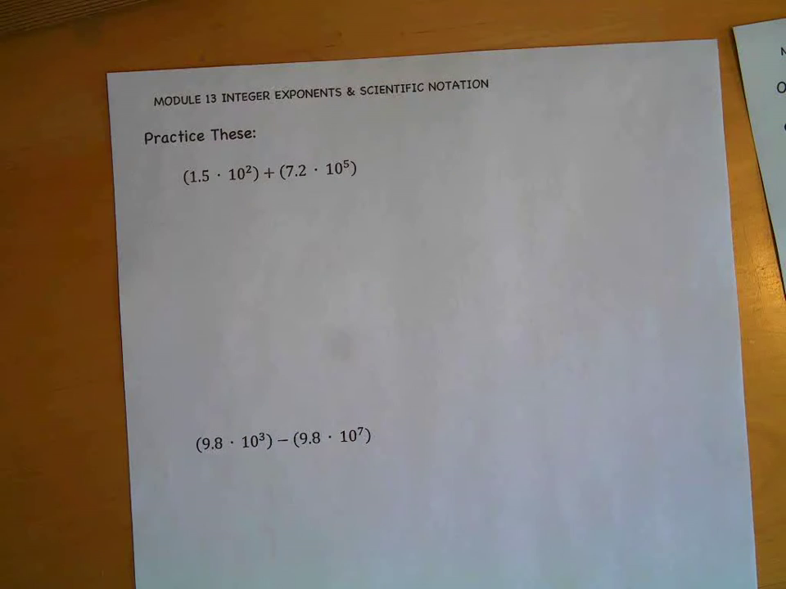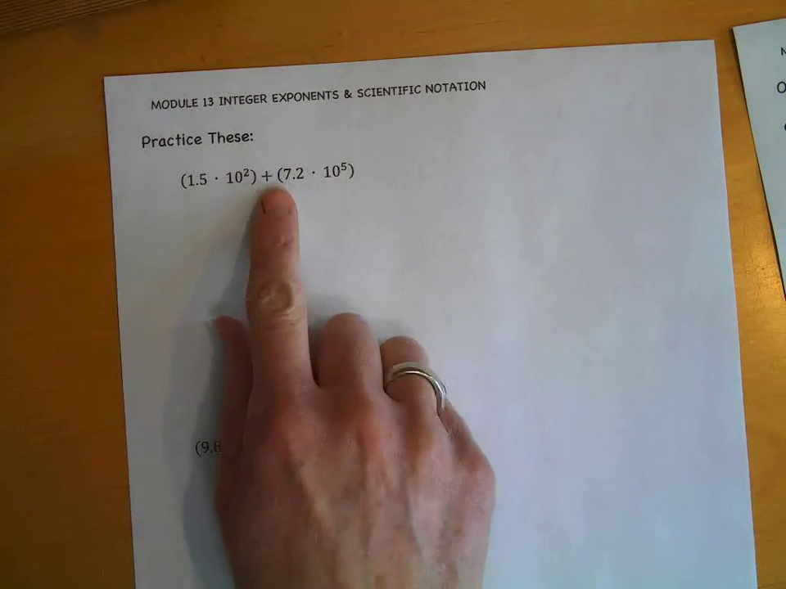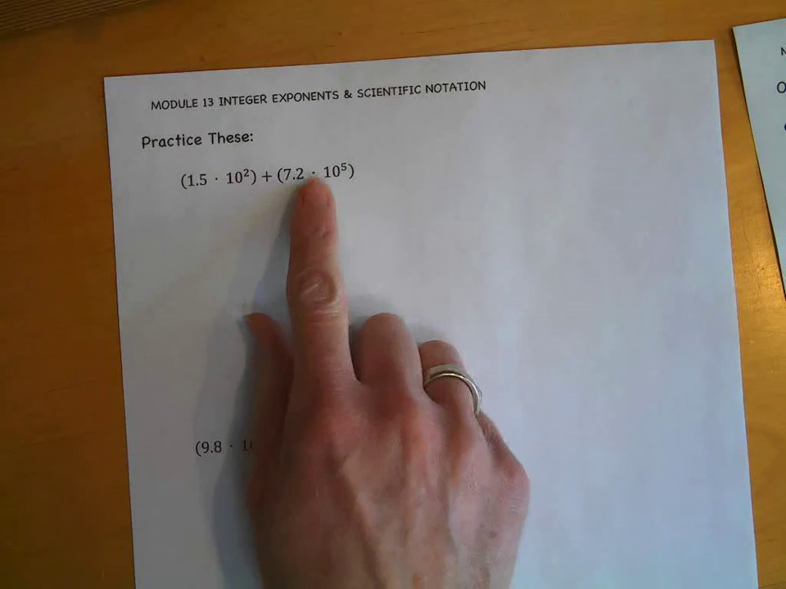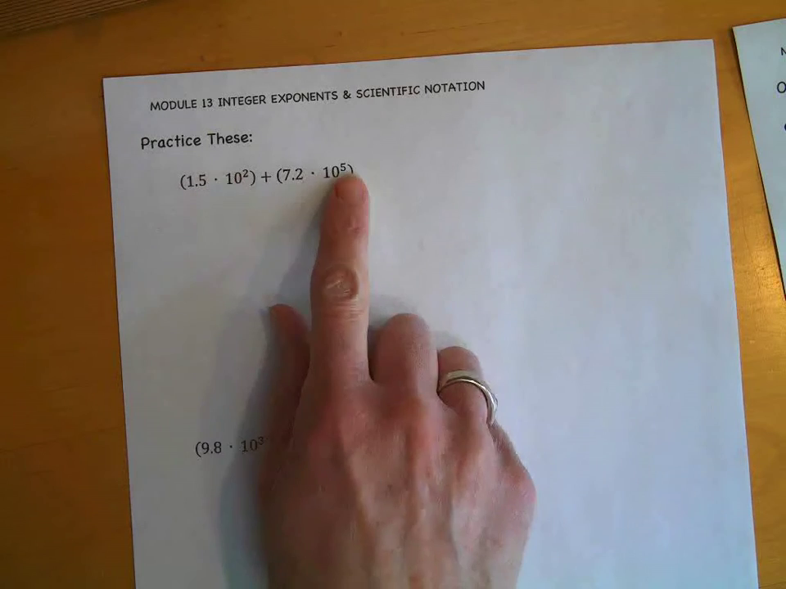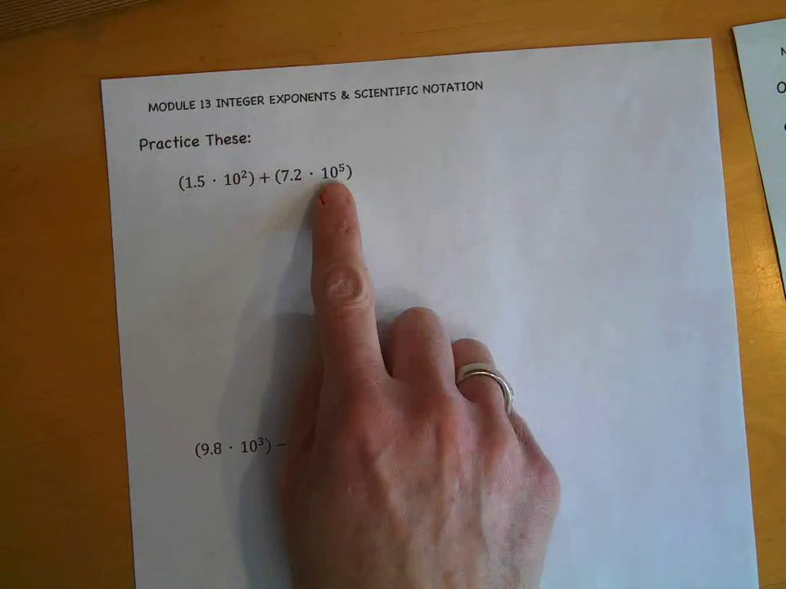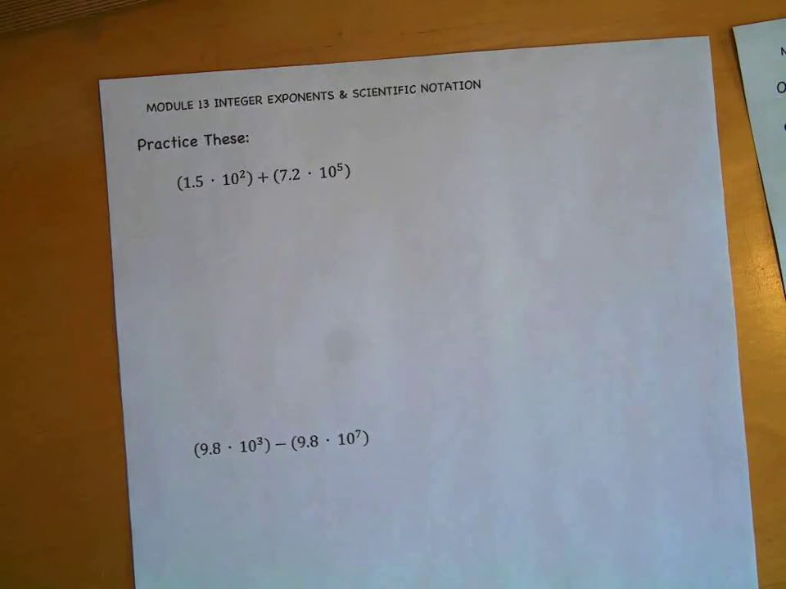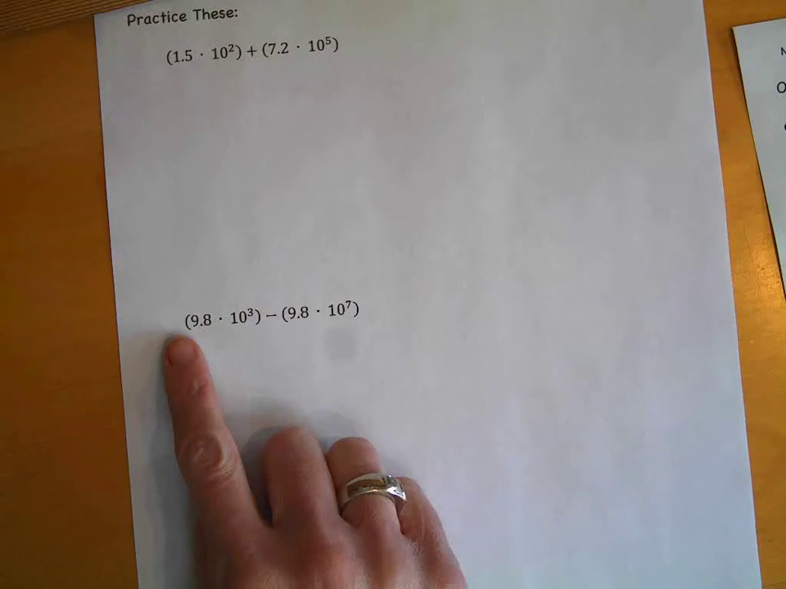All right, so I have 2 practice problems for you. The 2 practice problems that I want you to try without me are 1 and 5 tenths times 10 to the 2nd power plus 7 and 2 tenths times 10 to the 5th power. So looking at those exponents, your first job is to decide, are you making this 10 to the 5th or are you making this 10 to the 2nd? You have to decide what you want to do.